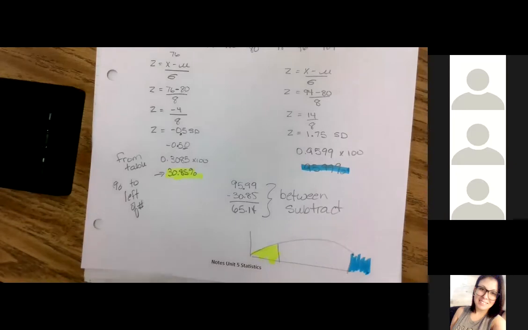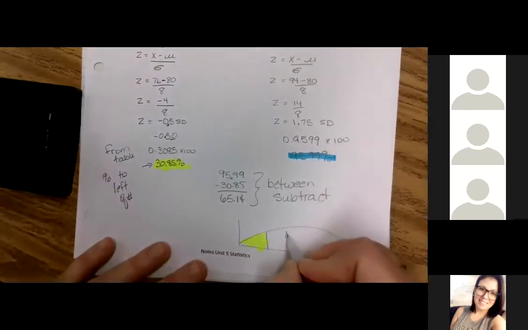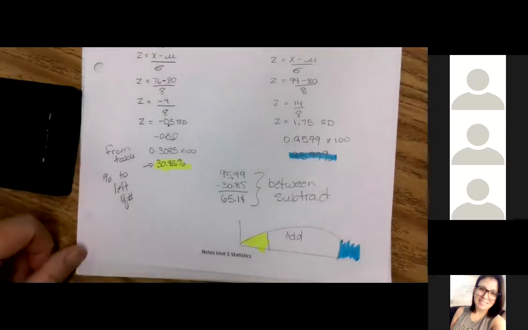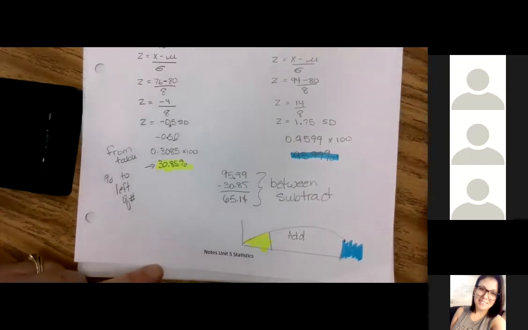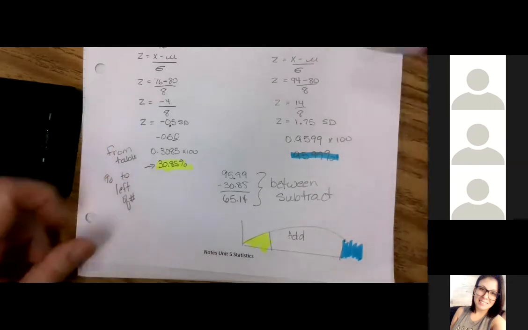And here, if you were doing the end parts, then you would add. But if you're not sure, it's probably going to be subtract. This question's pretty rare. You could also just both add and subtract and then see which one fits.